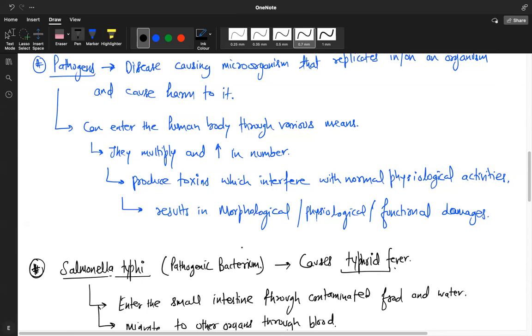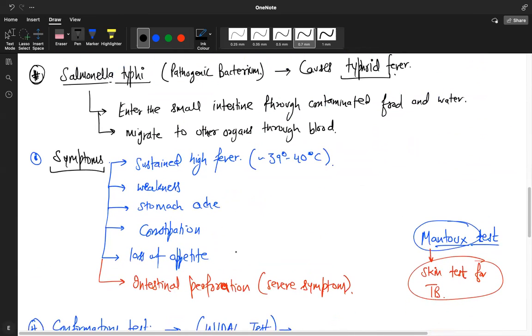Then we looked at one such disease caused by a pathogen called Salmonella typhi. It is a pathogenic bacterium. It causes typhoid fever in humans. It enters the small intestine through contaminated food and water. It migrates to the other organs through the blood. And we looked at some of the common symptoms of this disease, including sustained high fever, about 39 to 40 degrees Celsius, weakness, stomach ache, constipation, loss of appetite, and in severe cases might even lead to intestinal perforation, that is the breaking of the intestines.